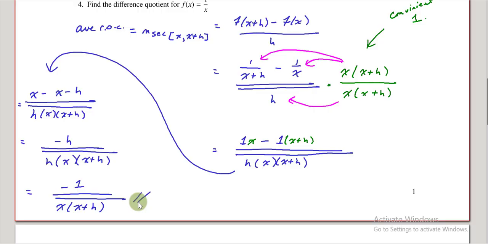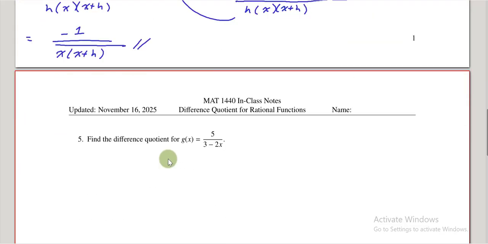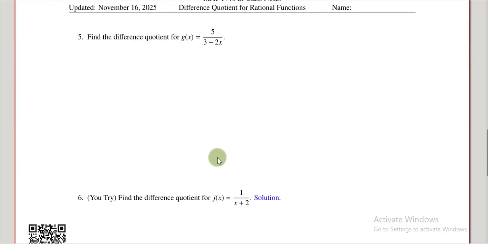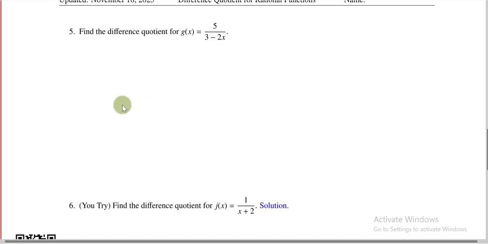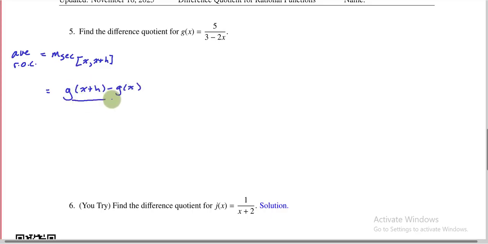Okay, folks. So let's go ahead and do this one more time, but with a slightly more complicated function. So again, we want to find the average rate of change, and we'll learn why that's important when we get to calculus, which is the same thing as saying let's find the slope of the secant line connecting x and x plus h. We'll review that idea in class. But what is the difference quotient here? It's g of x plus h minus g of x all over h.